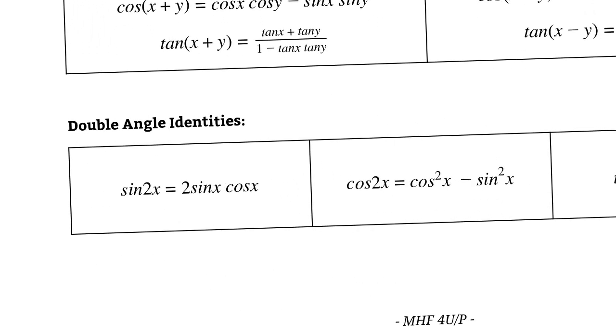So say we had an angle of 10 degrees. If we multiply that angle by 2, how would the sine, cosine, and tangent ratios be affected? And that's what these ratios do. So you can plug in an angle x, right? And what it's going to do is tell you what the sine ratio is for 2x.